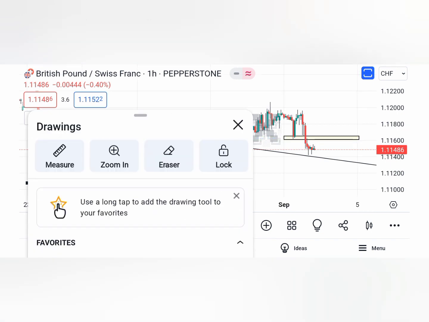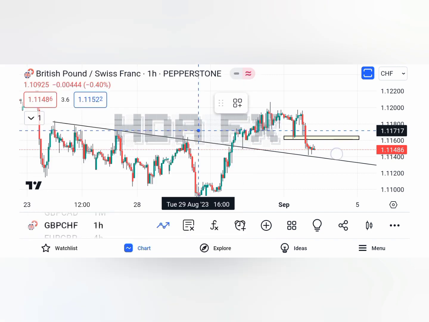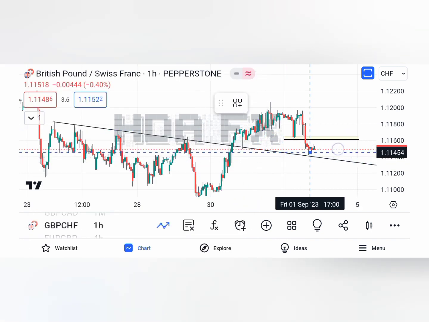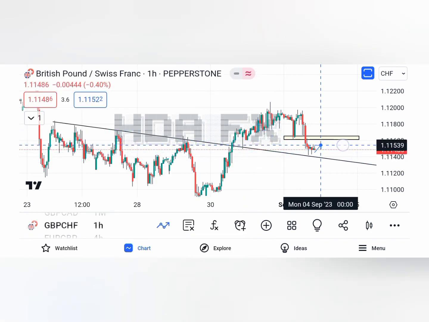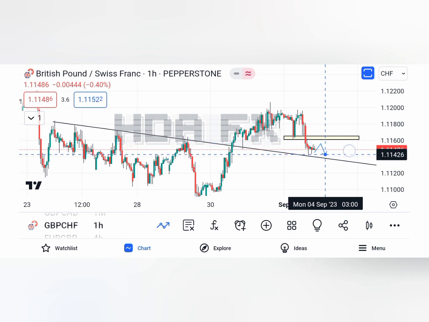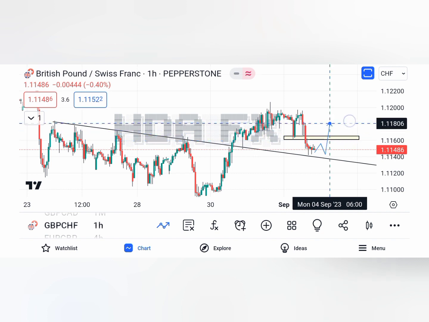So this is what I want to see if we want to place our buy trades. I want to see something like a double bottom, then place my buy trades. So I want to see a double bottom first before I place my buy trades on GBP CHF.